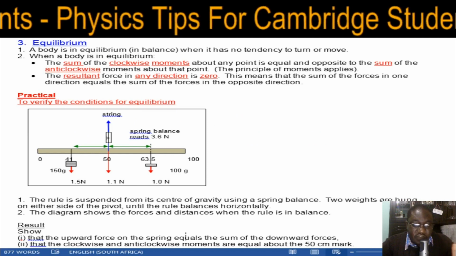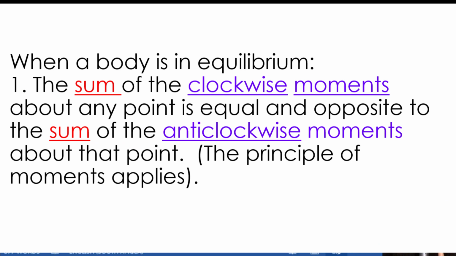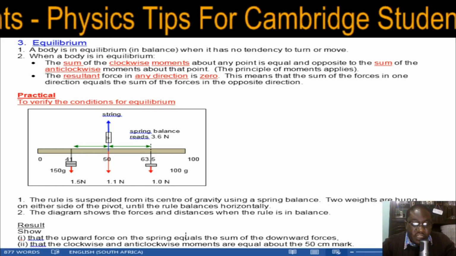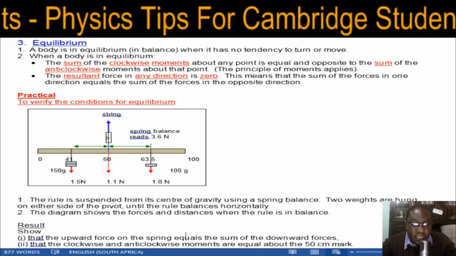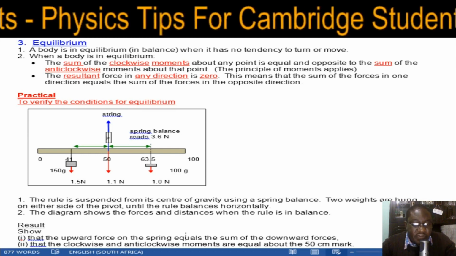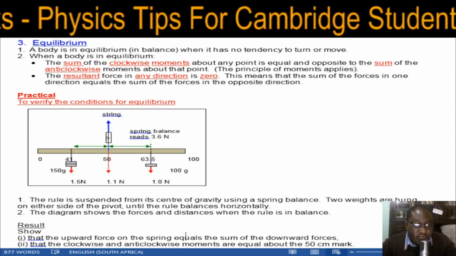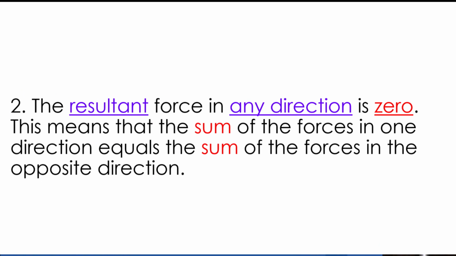There are two conditions for equilibrium. First of all, the sum of the clockwise moments should equal the sum of the anti-clockwise moments about any point. So when you take the clockwise moments about a point and the anti-clockwise moments about the same point, you should get the same value for equilibrium to be there. Then the second condition: the resultant force in any direction is zero, which means the sum of forces in one direction should balance or equal the sum of forces in the opposite direction.